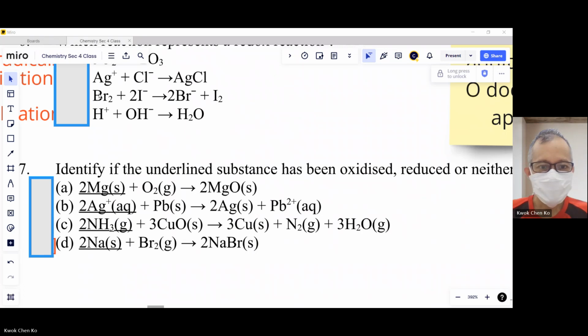Isn't Ag also gaining electrons? Ag plus. Oh, yes. It gains electrons, so is it reduced or oxidized? It gains electrons, so it's reduced. But Pb also gains electrons? Pb, think carefully. Pb becomes Pb2 plus. Probably didn't see clearly. Pb becomes Pb2 plus.